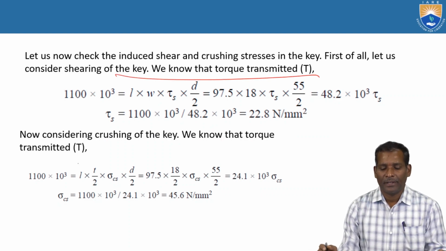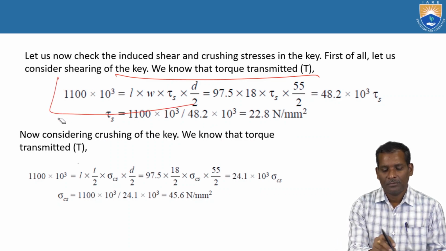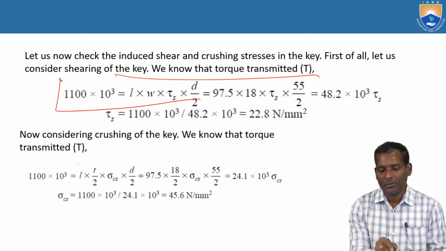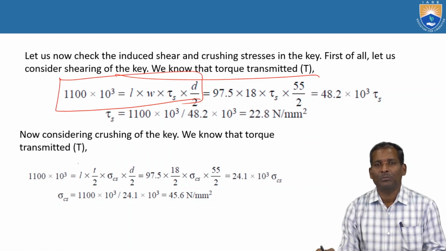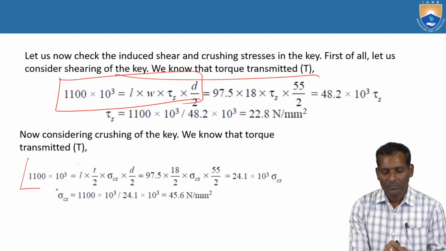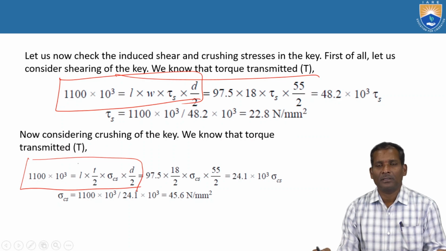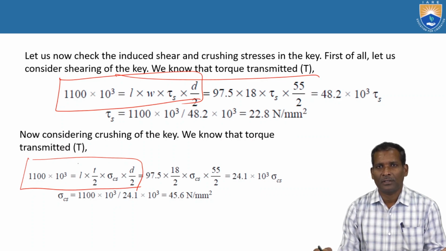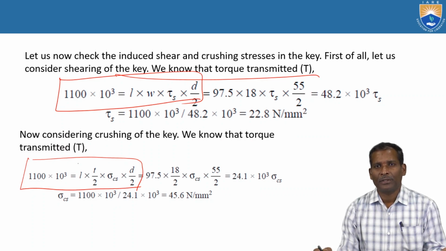The torque transmitted, T, is equal to L into W into shear stress into D by 2. Similarly, for crushing, L into T by 2 into sigma CS, the crushing stress, multiplied by D by 2. So 1100 into 10 cube Newton mm is equal to L into W into tau S, where L is the length of the key and W is the width of the key.